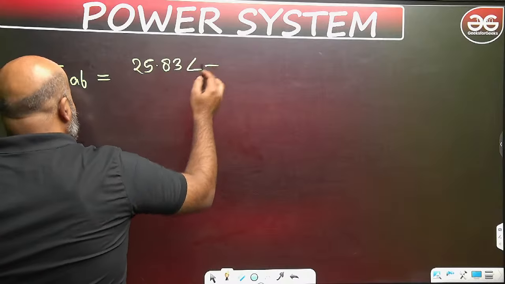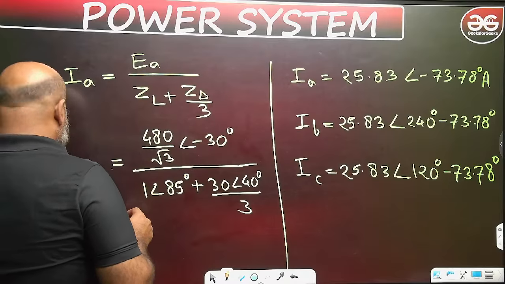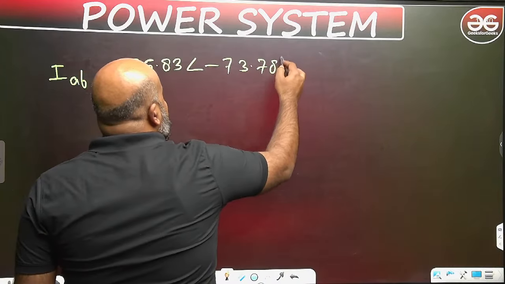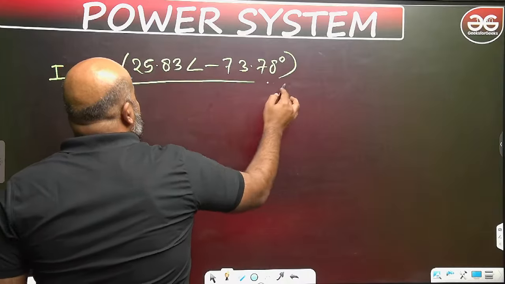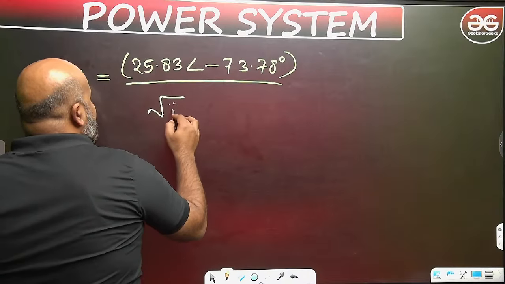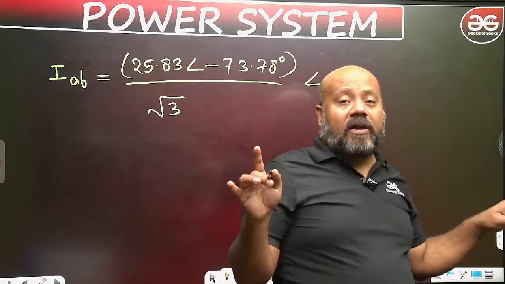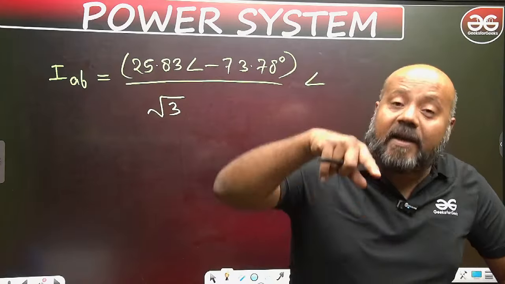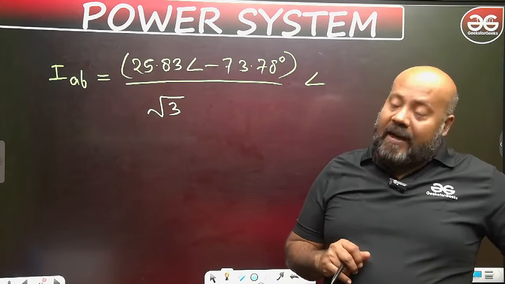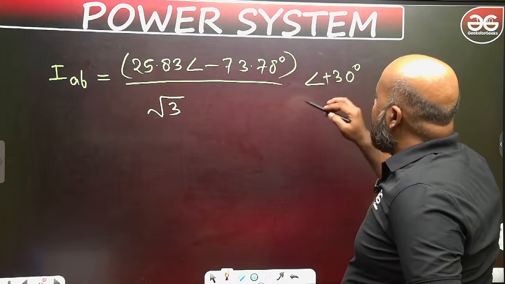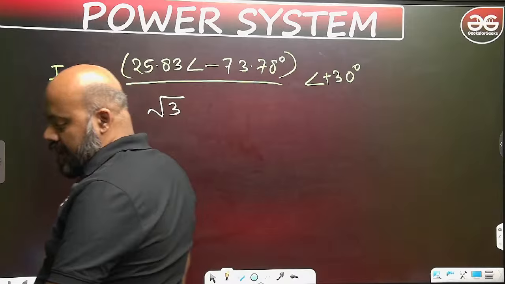25.83 angle minus 73.78. This is the line current. We are finding phase current, so divided by root 3. And we know that in case of delta connection, the phase currents lead the line currents by 30 degree. So plus 30 degree, directly you can write.